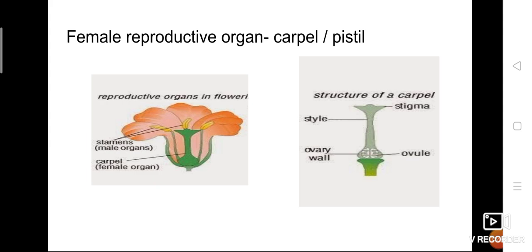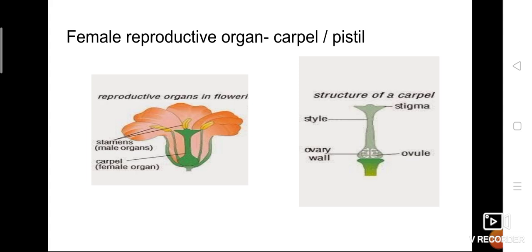Okay. So the style is what? It's a tube-like structure. Can you see? Style is a tube-like structure which connects the stigma and the ovule. The ovule is somewhat oval shaped, somewhat bulged. Compared to style and stigma, the ovule is a somewhat bulged structure and it is oval shaped. That is called the ovary wall. That is called what? Ovary wall. The topmost region is called the stigma.